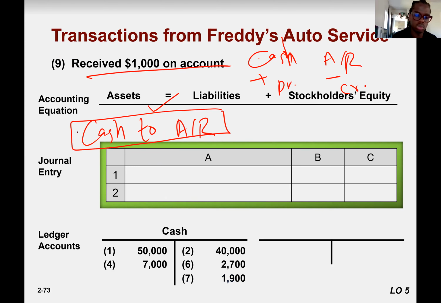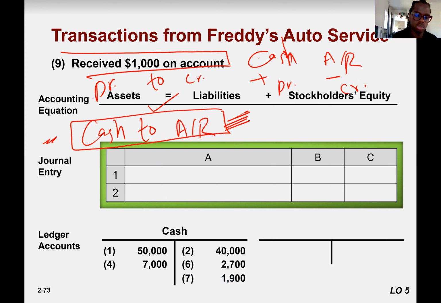And why do we speak cash first? Because the rule is that first you need to pronounce debit and then you need to pronounce credit. In between you must speak "to", right? Now you understand? Yes. So how do we pronounce this entry? Received $1,000 on account. Cash to account receivable. Well done.